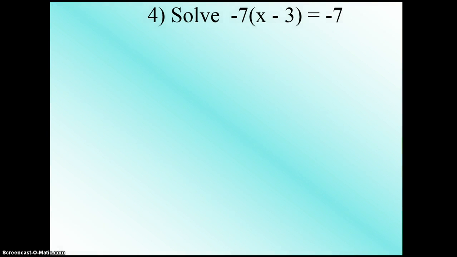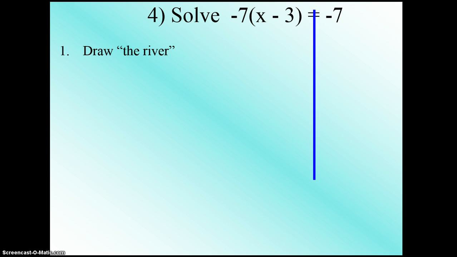Okay, so here's where we're going to introduce distribution. Again, we're going to have another lesson about distribution later, but I want to give you a quick preview of distribution. So let's solve this one, negative 7. What this says is negative 7 times x minus 3 equals negative 7. Okay, first thing we want to do is draw the river.